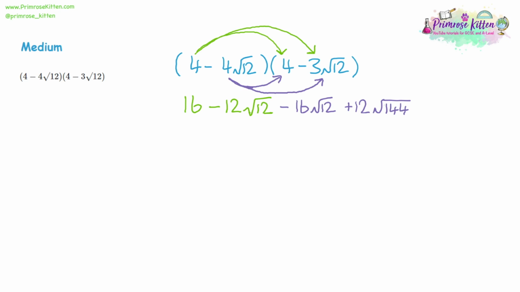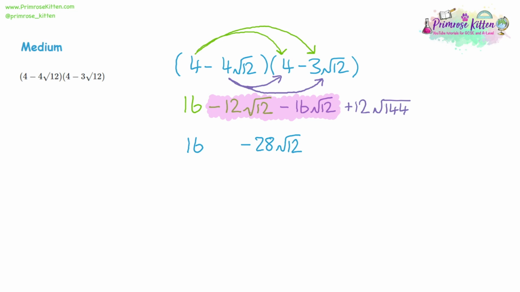So given it's a quadratic, normally the middle two terms will simplify. We have negative 12 root 12 and negative 16 root 12. So we can add those together. So negative 12 take away another 16 is going to give us negative 28 root 12. We had negative 12 lots of root 12, negative 16 lots of root 12, altogether negative 28 lots of root 12. We can bring down the 16 from the start.